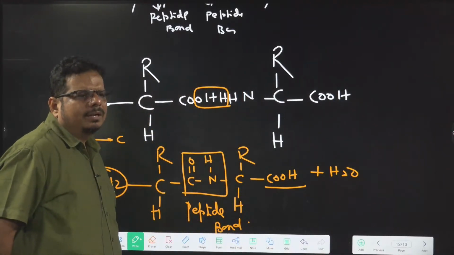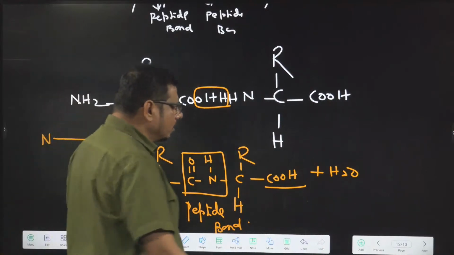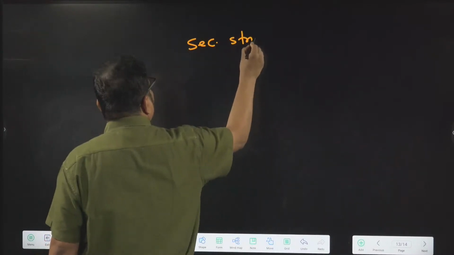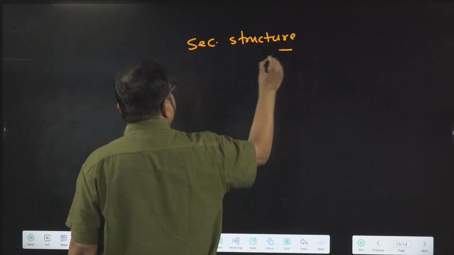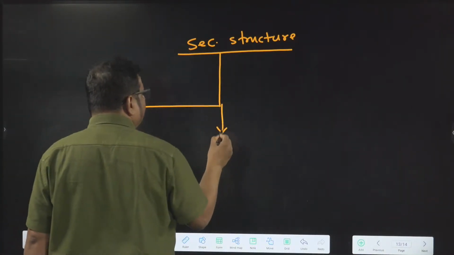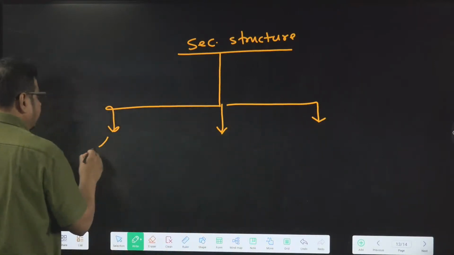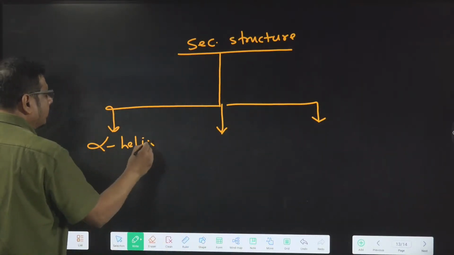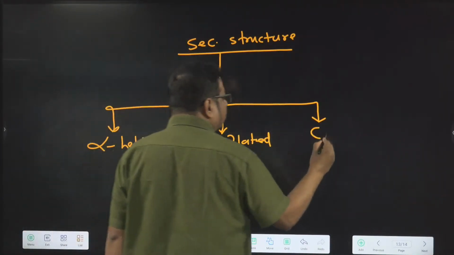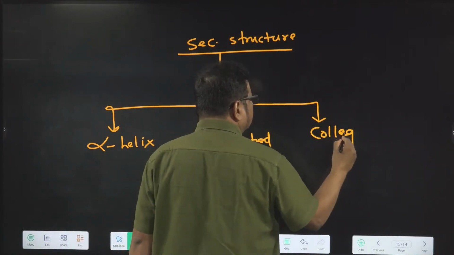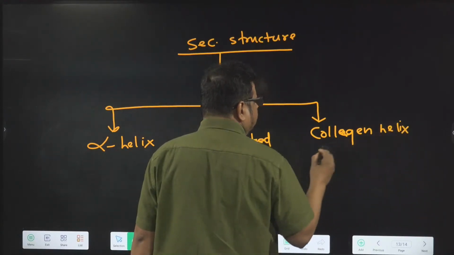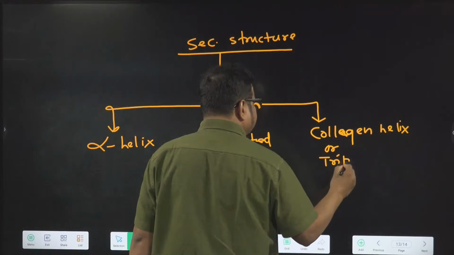So the primary structure is done. Now we are going to talk about the secondary structure of protein. It will take another 3-4 minutes, don't worry. Secondary structure is of 3 types: alpha helix, beta pleated, and the third one is collagen helix. This collagen helix is also called triple helix.